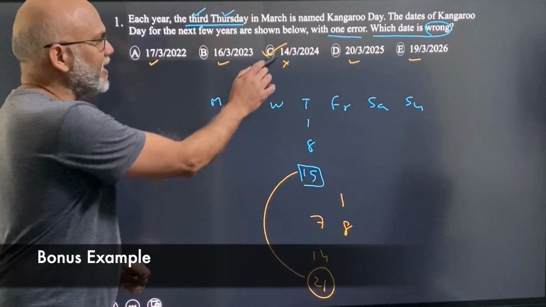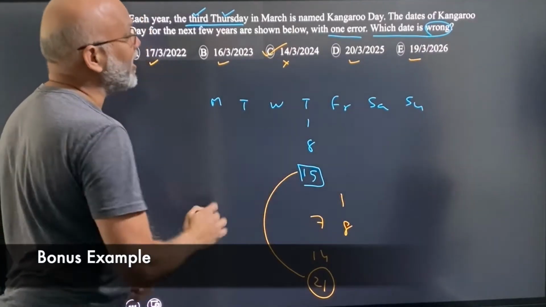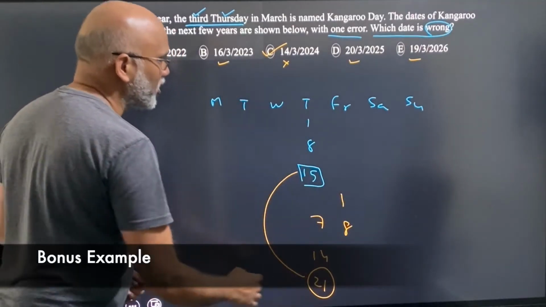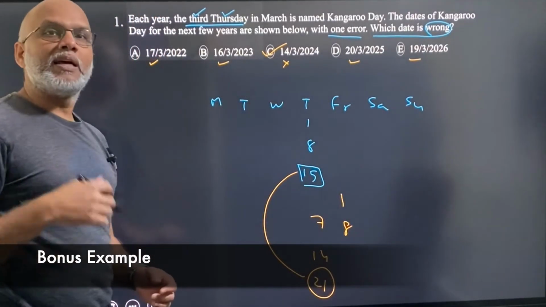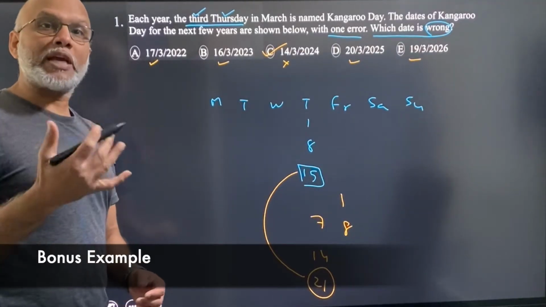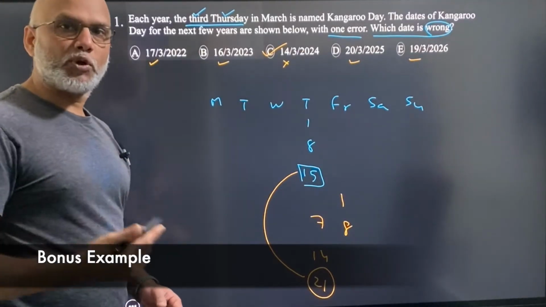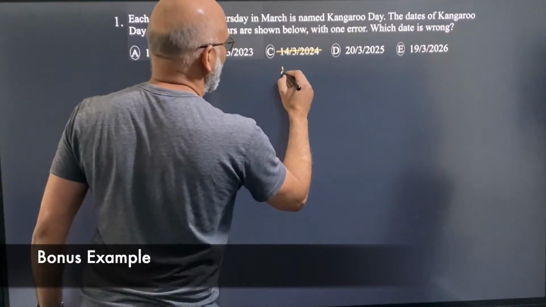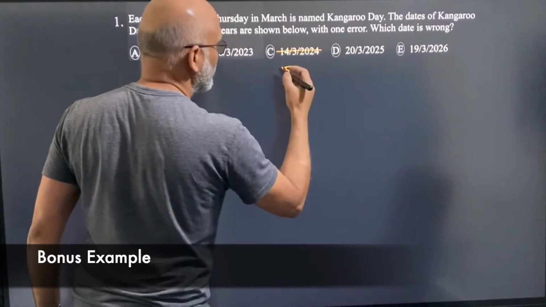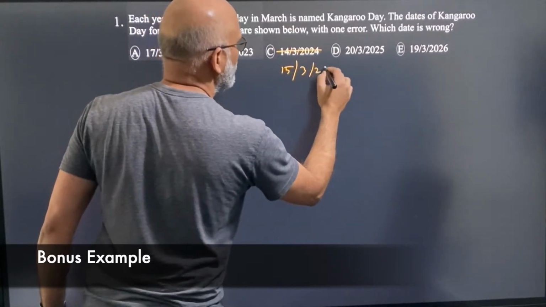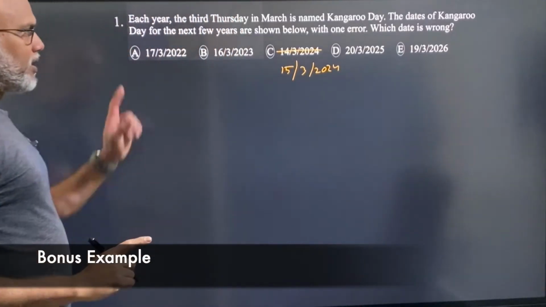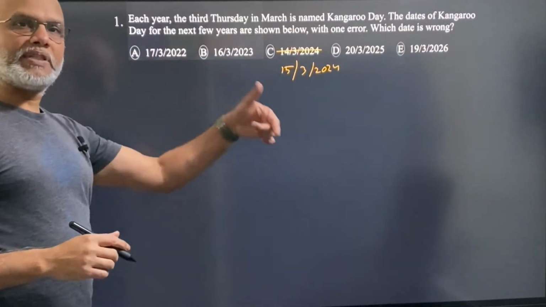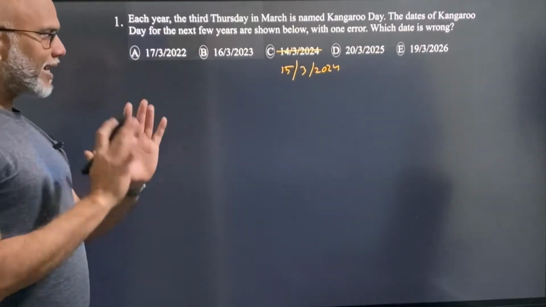But what if this date was, let's say, 15th of March 2024? Then the first check that whether it has to be between 15 and 21 will work for all the choices. And then we have to also check whether it is going to be a Thursday. So let me show you that next. Okay, so in this case, I'm assuming that this is not 14. I'm changing the question, or changing one of the choices. So this is 15th of March 2024. Now think that this is the question. Now all the dates are between the 15 and 21, right? So we already checked that, so that is good.